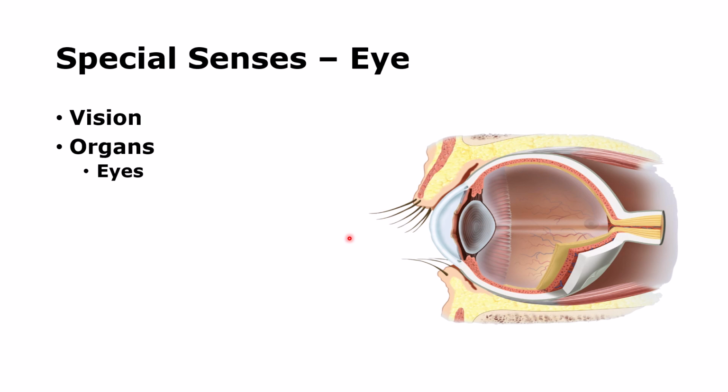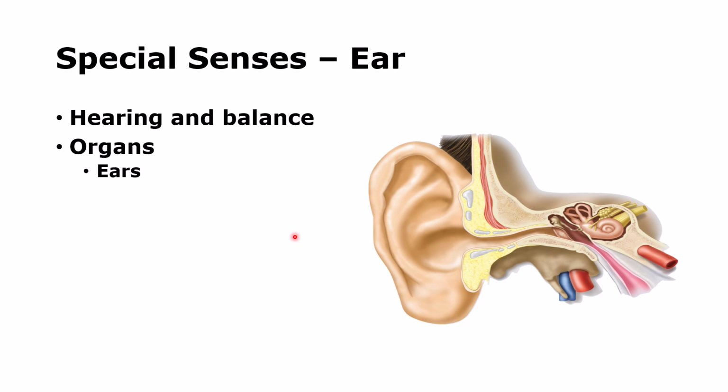The eyes are important for vision. It has 3 different layers, and the light goes all the way like this and is processed here, and then it's sent back to the brain. And there's a lot of details to this. When the time comes, we will talk about it.